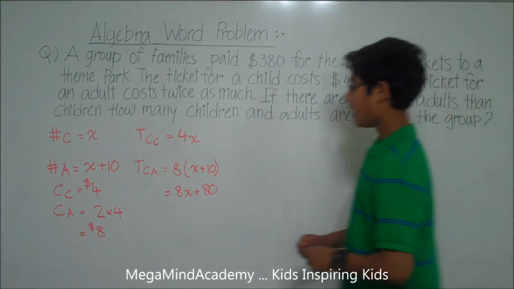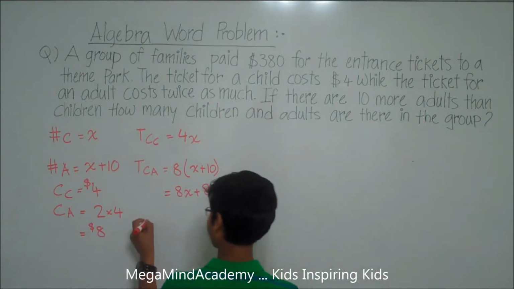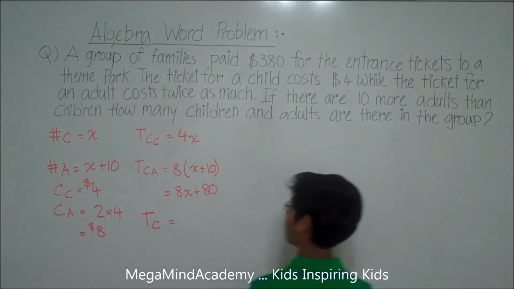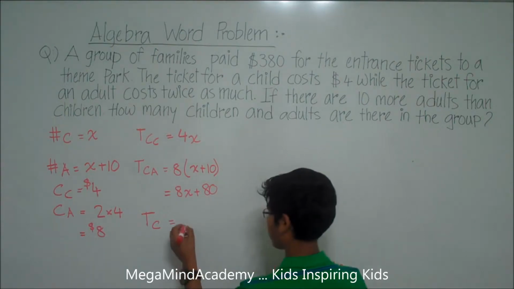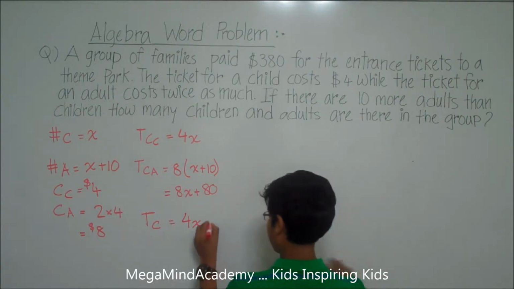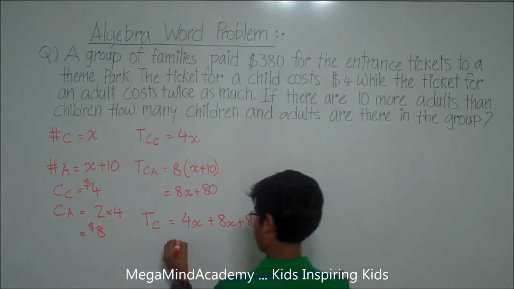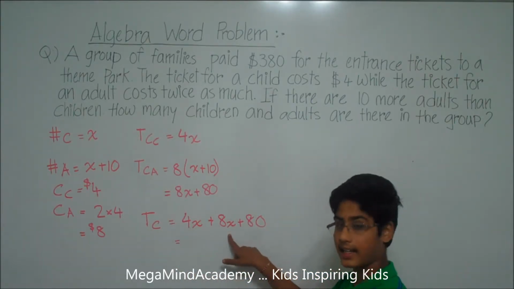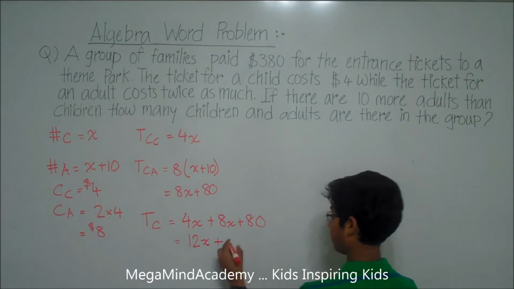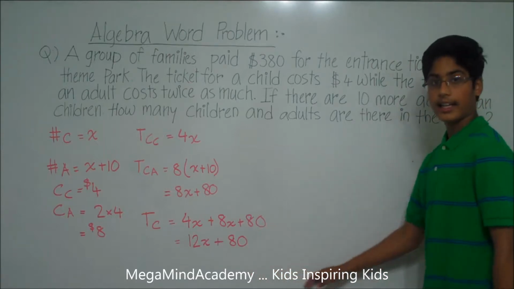Now, let's find out the total cost. The total cost, T for total, C for cost, is equal to the total cost for the children, 4x, plus the total cost for the adults, 8x plus 80. So 4x plus 8x is equal to 12x, plus 80. So the total cost is equal to 12x plus 80.